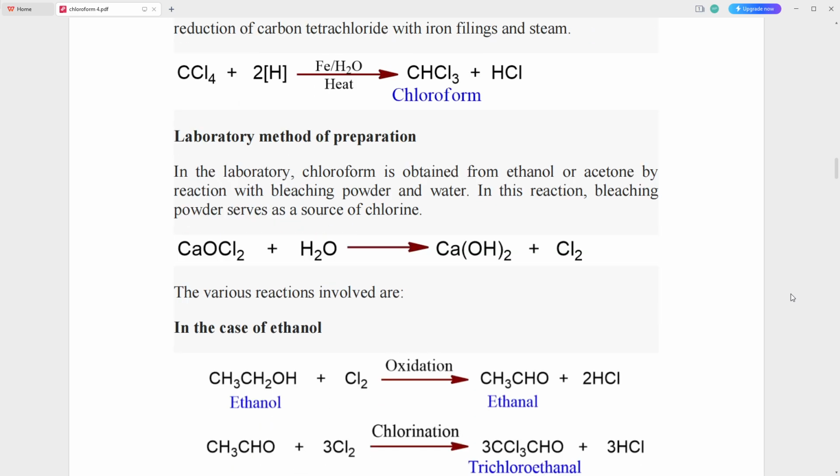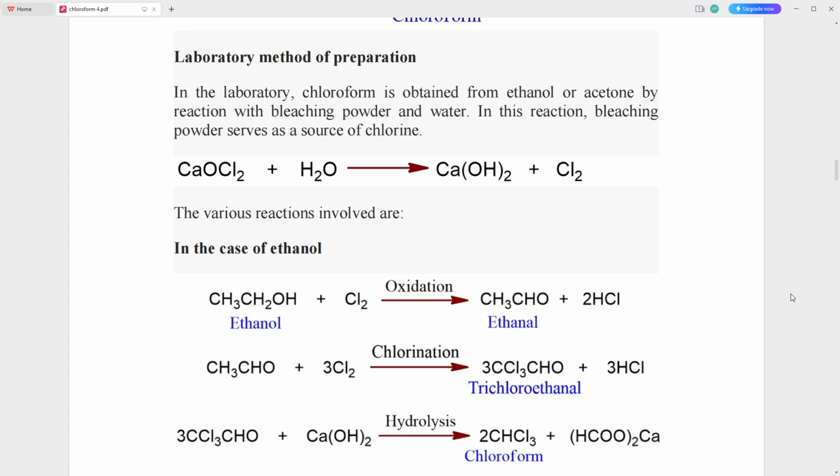Laboratory method of preparation. In the laboratory, chloroform is obtained from ethanol or acetone by reaction with bleaching powder and water. In this reaction, bleaching powder serves as a source of chlorine. As you can see in this reaction, the various reactions involved are, in the case of ethanol, when ethanol reacts with chlorine, oxidation occurs and ethanal with hydrochloric acid forms. And when ethanal reacts with chlorine, chlorination occurs and trichloroethanal forms with hydrochloric acid. And in turn, when trichloroethanal reacts with calcium hydroxide, hydrolysis occurs and chloroform forms.